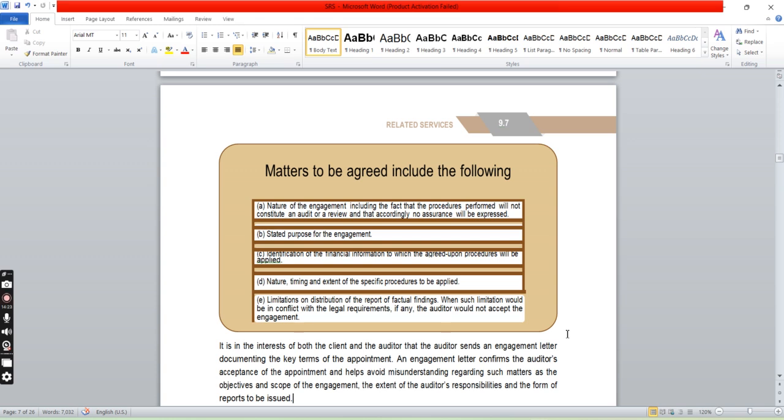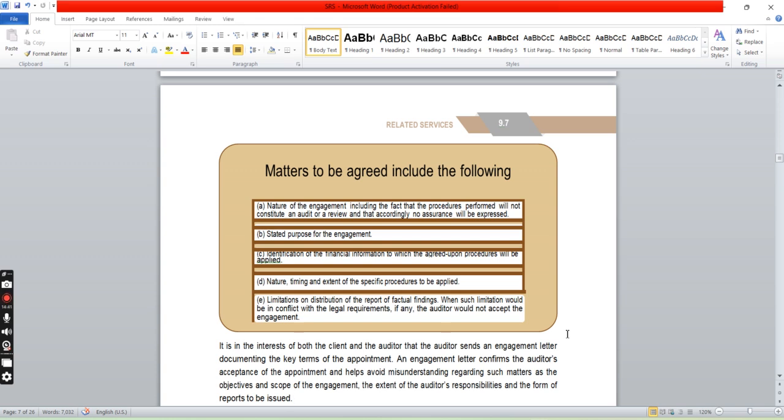So obviously there will not be the question of opinion. So nature of the engagement, including the fact that the procedure जो भी perform will not constitute an audit. Neither it is audit nor it is review. So we are under standards on related service. तो ना तो audit है ना review है, that accordingly no assurance will be expressed. तो कोई assurance नहीं है.